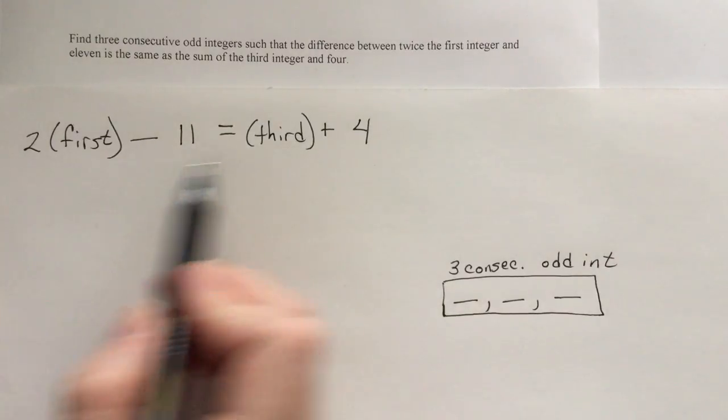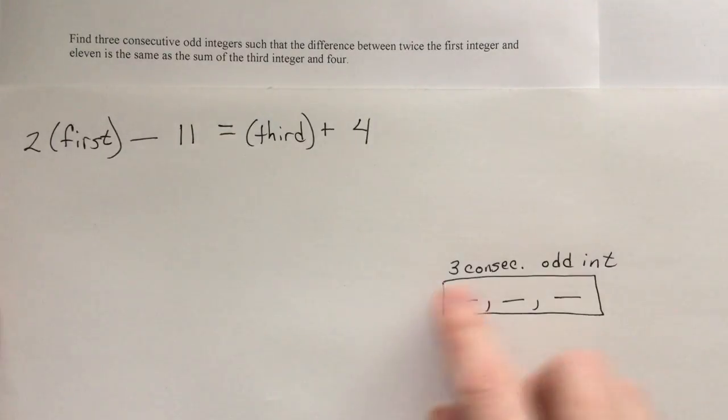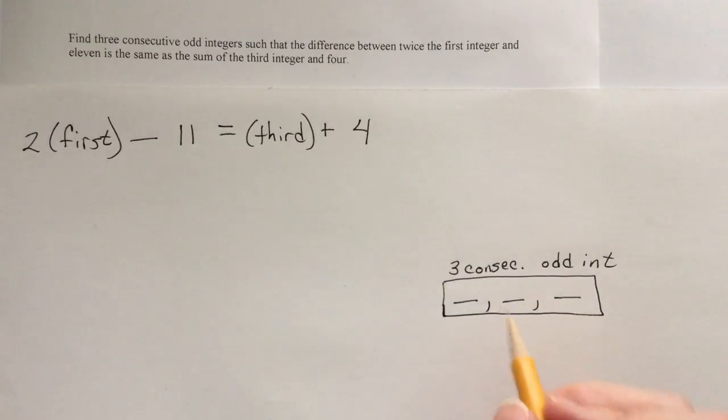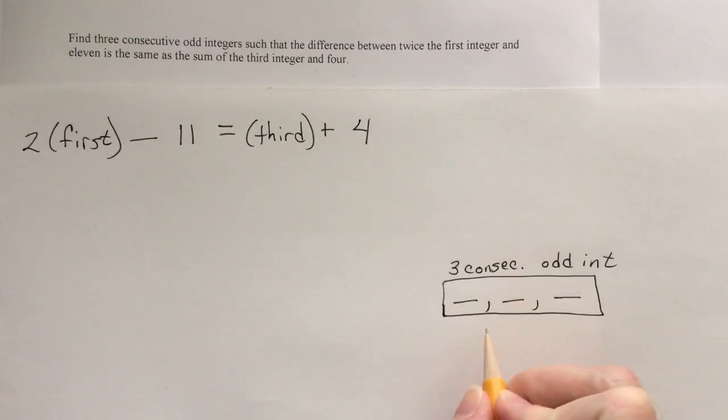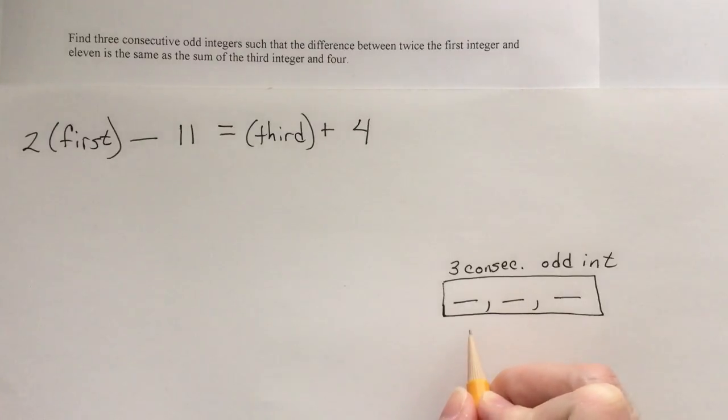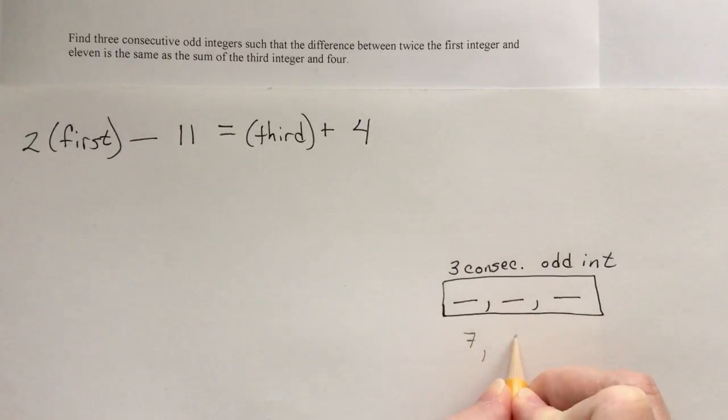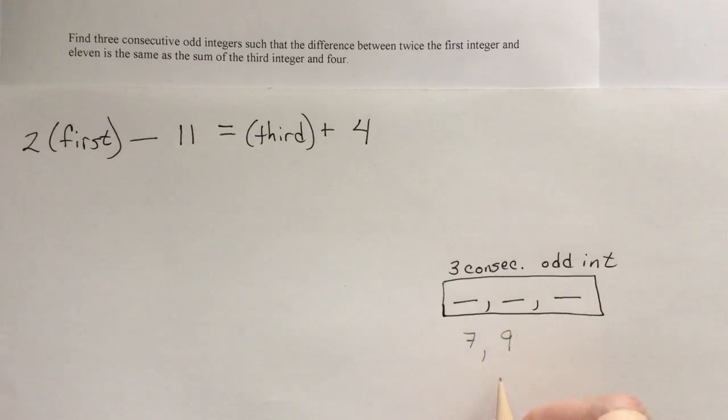Now, I need variables in here. Well, if I'm doing 3 consecutive odd integers, what I can do first is think about what's one odd integer. So pick an odd number, any odd number. Let's say 7. If I started with 7, what would the next one be? Well, next would be 9. And then the next would be 11. Pick another odd integer. Let's go 23. Next would be 25 and 27.